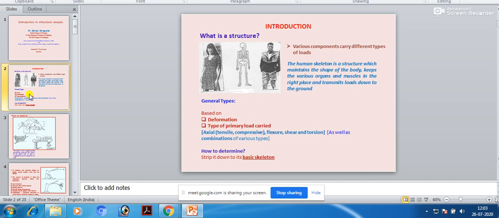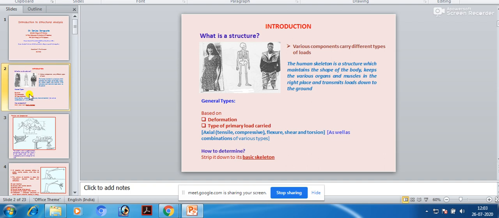What is a structure? Basically, you see the diagram. Can you see the diagram? You see a human skeleton in between, right? A human skeleton, if you think, is a structure. That means, what is a structure? A structure is something which carries different types of load.